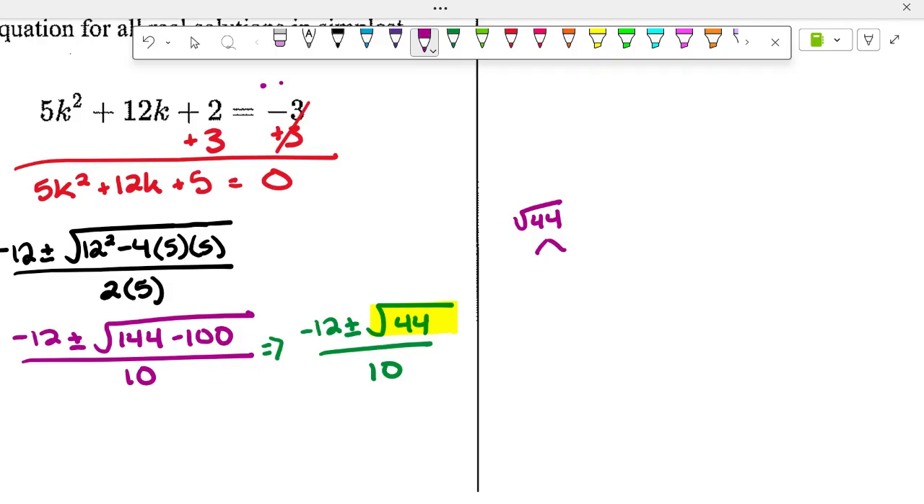What is it? 4 and 11. Good. 4 being the perfect square. So if I rewrite this as 4 times 11, so square root of 4 times the square root of 11, what would it be simplified? 2 square root 11. Good.